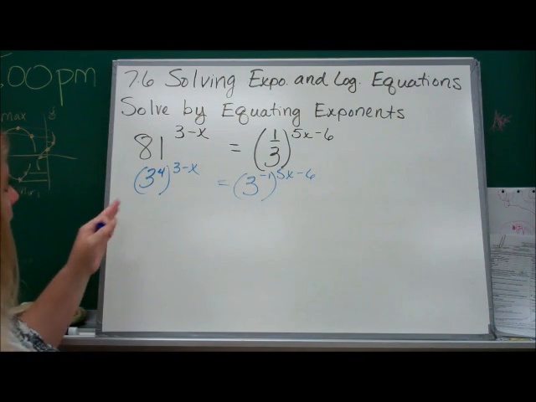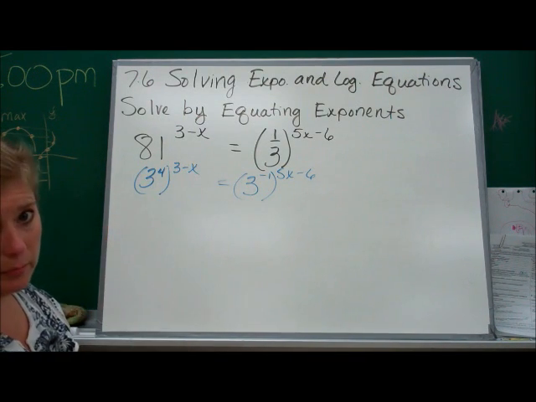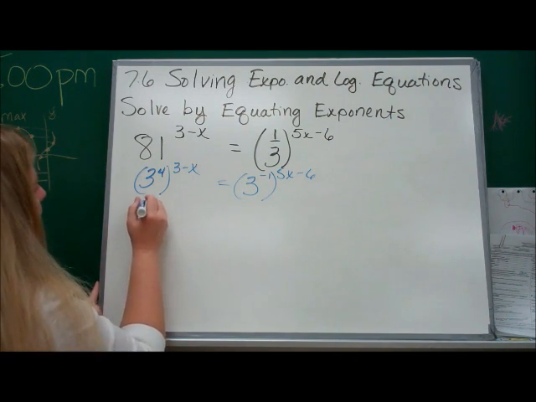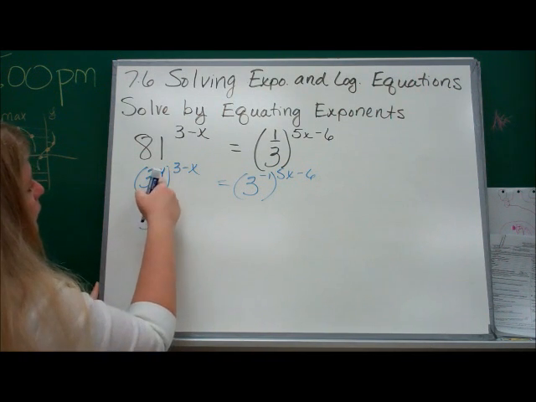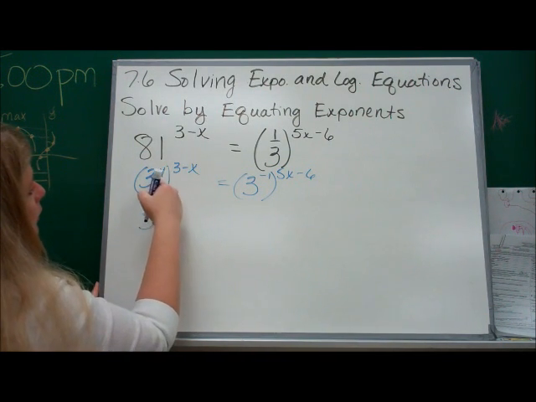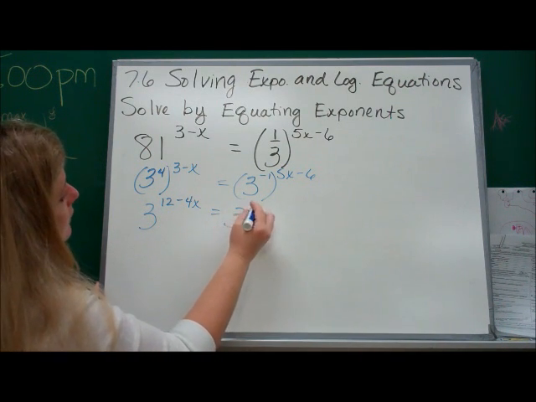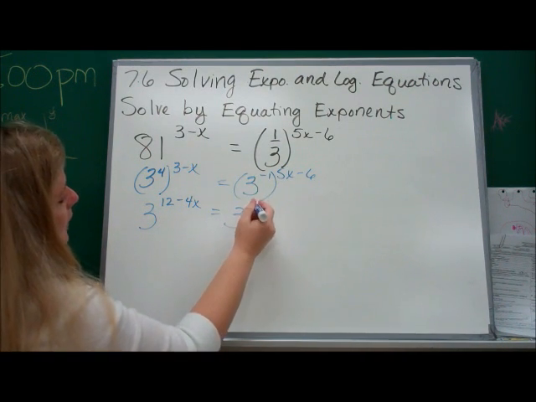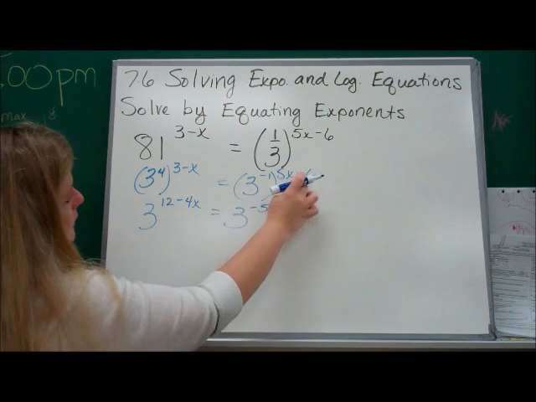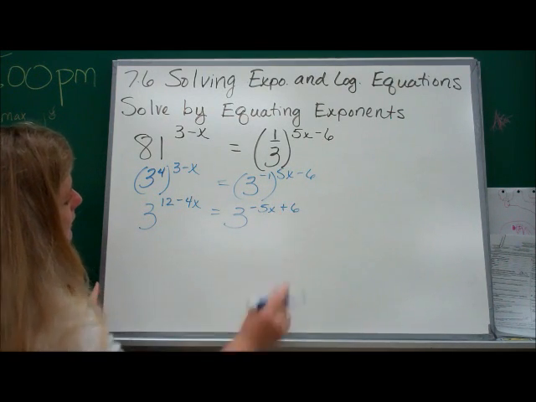Now, using the power to a power property, we multiply the exponents. So this is 3. 4 times 3 is 12. 4 times negative x is negative 4x equals 3. Negative 1 times 5x is negative 5x. Negative 1 times negative 6 is positive 6.